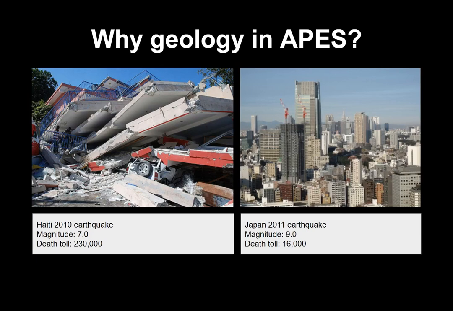And geological hazards such as volcanoes and earthquakes create risks for human life, but these risks can be mitigated through planning and engineering. A magnitude 7.0 quake killed 230,000 people in Haiti in 2010, while a much more powerful earthquake in Japan the following year killed only 1,600 people. So that's why we need to study geology in AP Environmental Science.